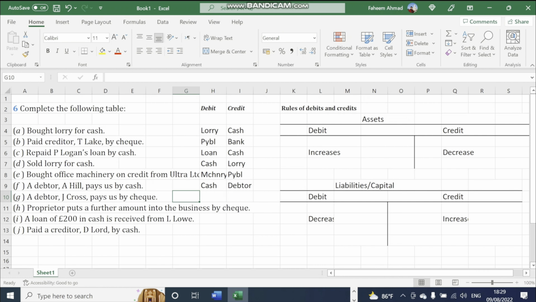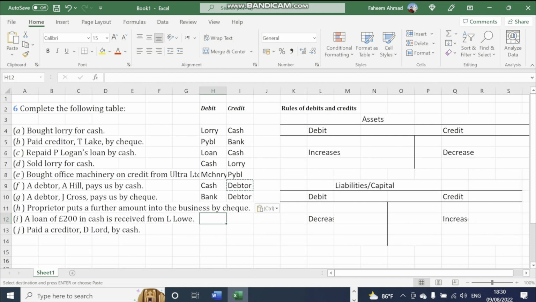Transaction G is very much similar to transaction F. Only difference is this time again a debtor is paying us, but this time debtor is paying by check. So check means bank. It means our bank balance is increasing. Bank is an asset, increases debit. So I will put here bank debit. And just like before, debtor will be credited.